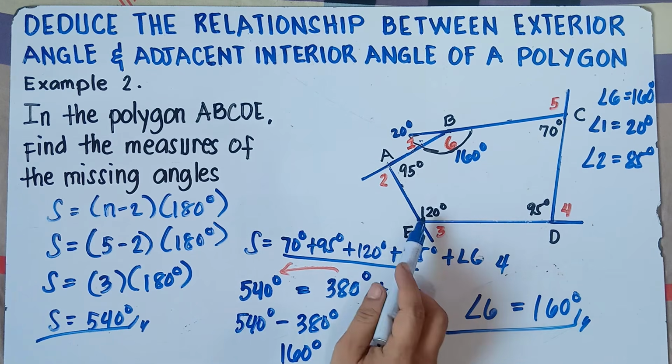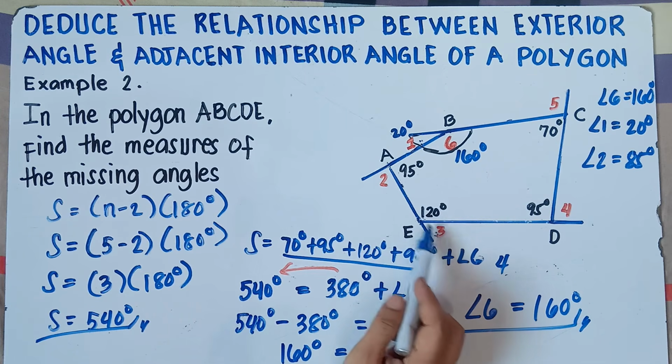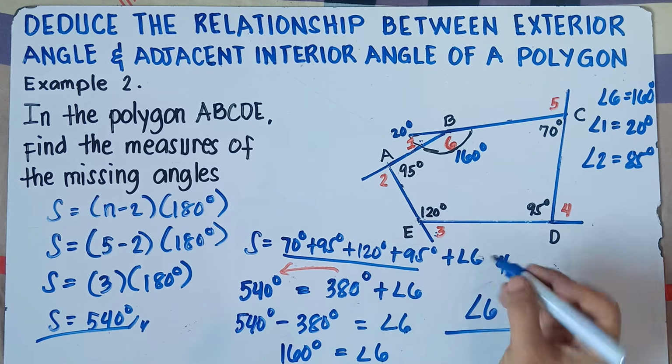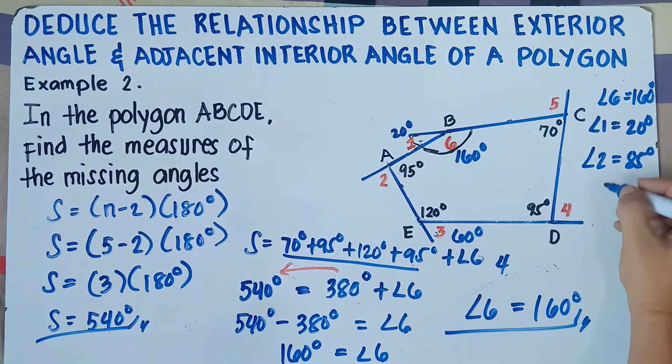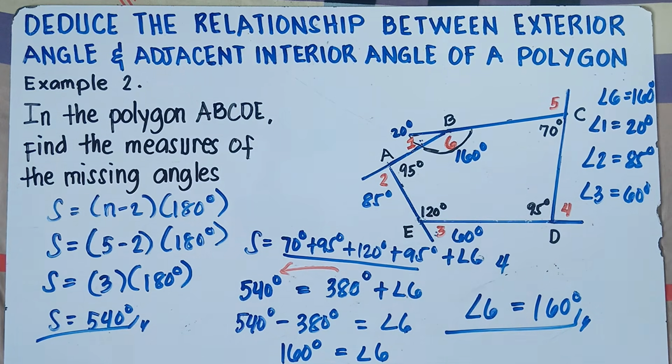So how about this one, class? 120 and angle 3. Once again, if you add these, it should be equal to 180 degrees. So angle 3, what's the answer, class? That's correct. It should be 60 degrees, because 60 plus 120 is 180. So angle 3 is 60 degrees. Once again, angle 2 is 85 degrees.